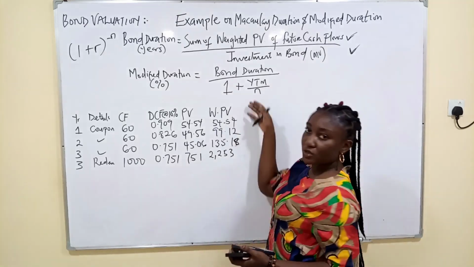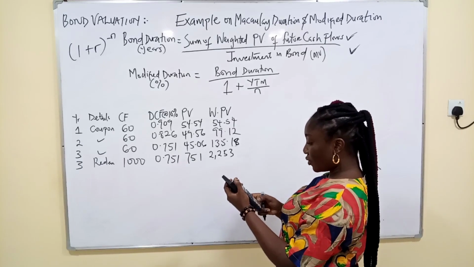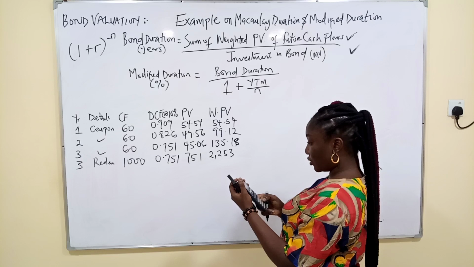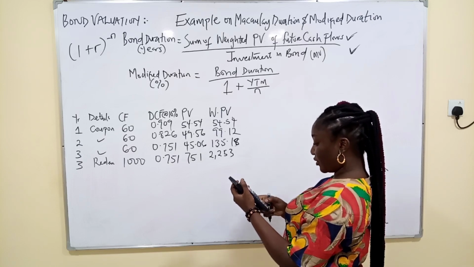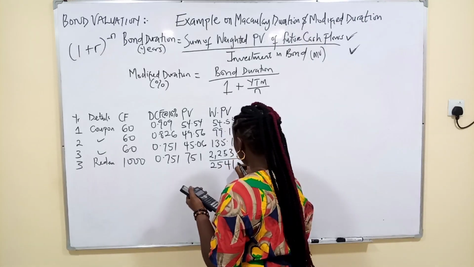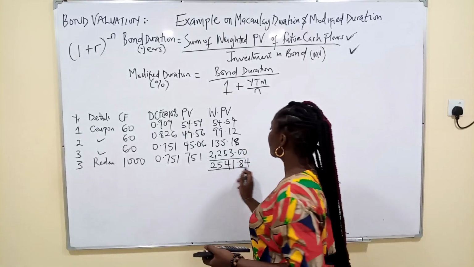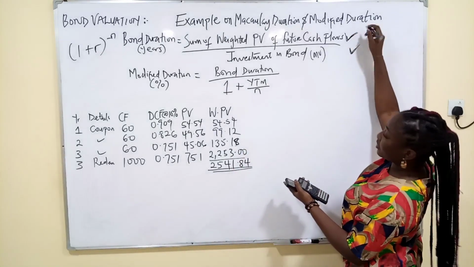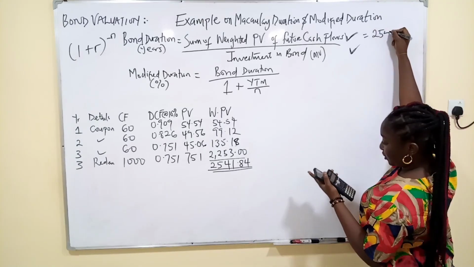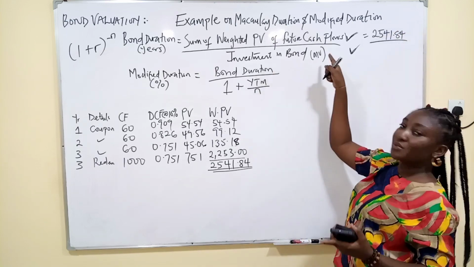So you add all of this, the sum of weighted PV. That's what you have here. So you add 135.18 plus 99.12 plus 54.54 plus 2,253, which gives 2,541.84. So this is the sum of your weighted PV, this one that you're looking for. Just put it there. 2,541.84 divided by investment in bond, market value.